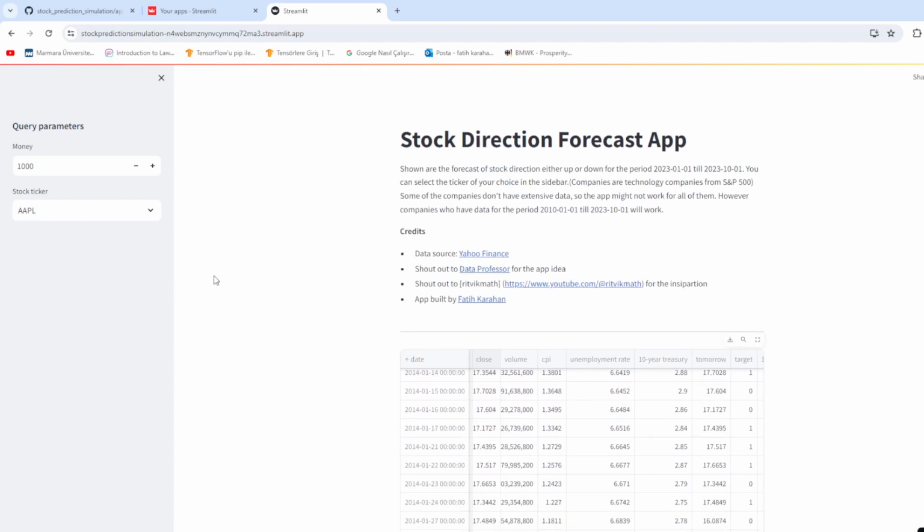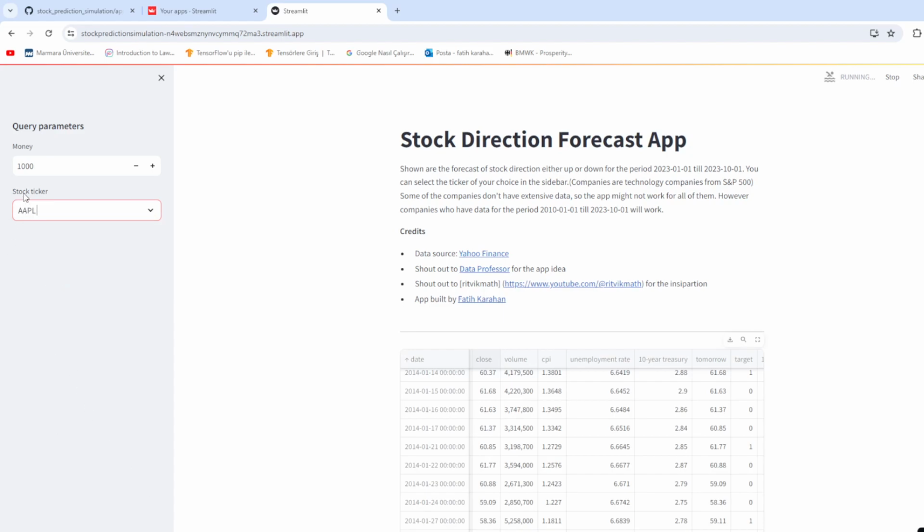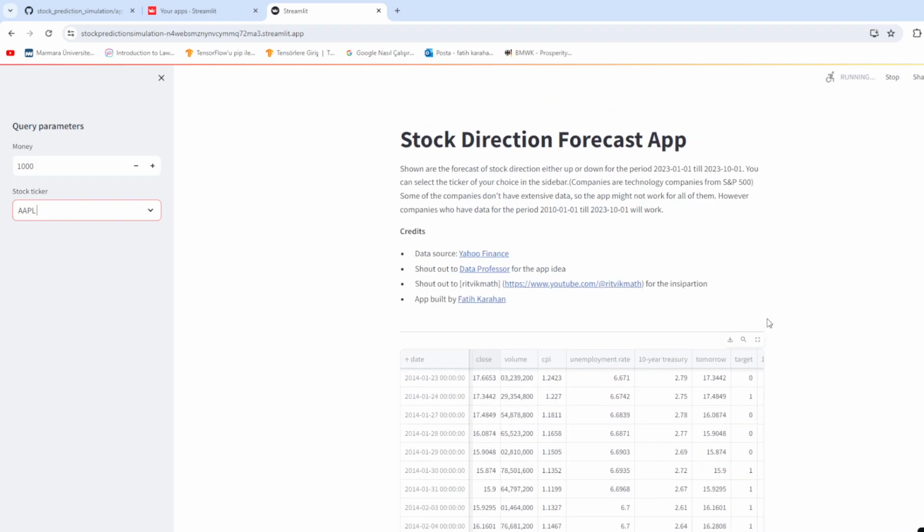So let's start. As you can see, the app asks us to give two inputs. One is the hypothetical money. By the way, this project is by no means financial advice. And it asks us to give it a stock. We gave Apple. Now it's running all the code.